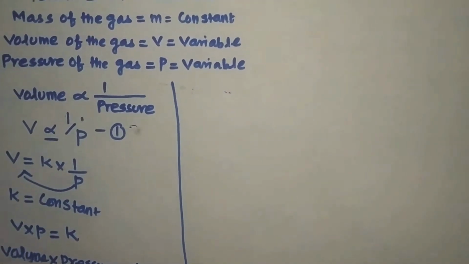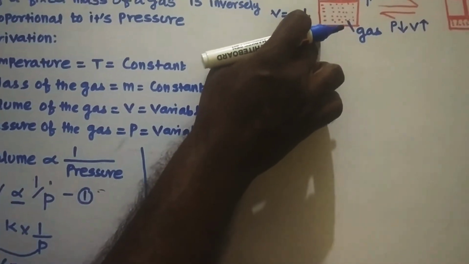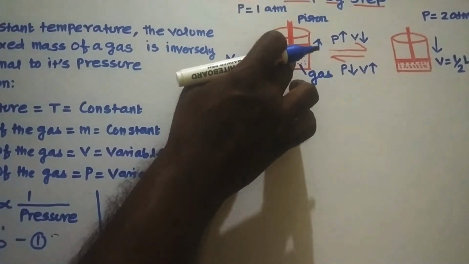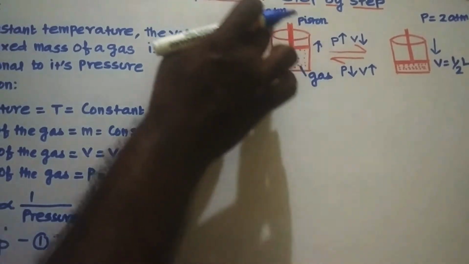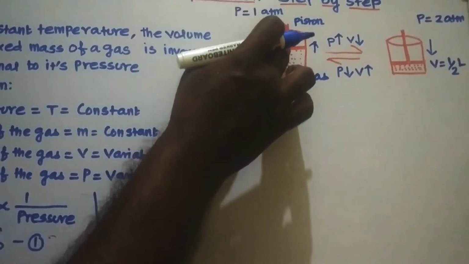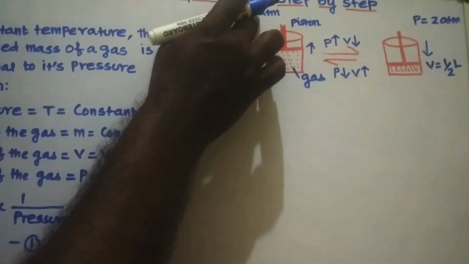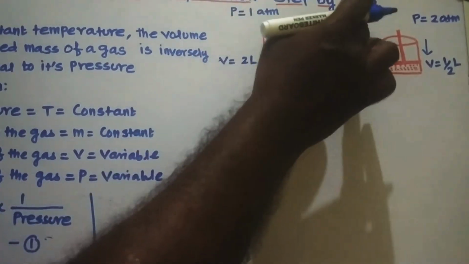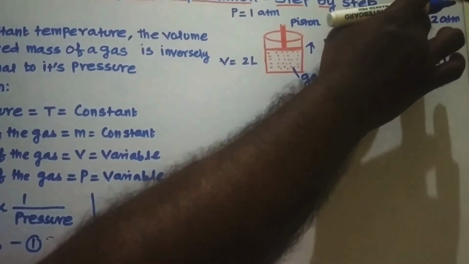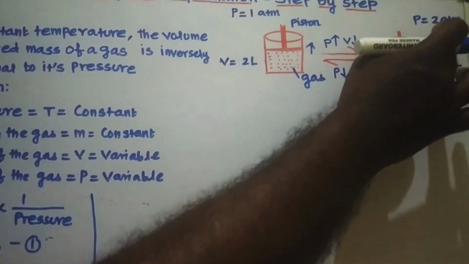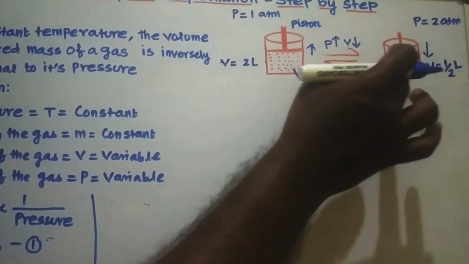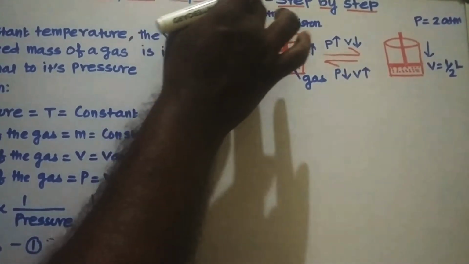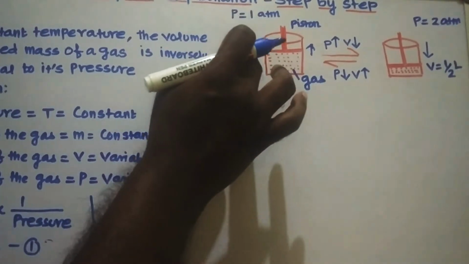Now we are going to imagine an experiment. In this experiment, a container is filled with a gas, and the pressure acting on the gas through the piston is equal to 1 atmosphere, then the volume is equal to 2 liters. Now pressure is increased, volume is decreased. So now P is equal to 2 atmospheres and volume is equal to half liter. Again the pressure is decreased and volume is increased. Now pressure is equal to 1 atmosphere and the volume is equal to 2 liters.